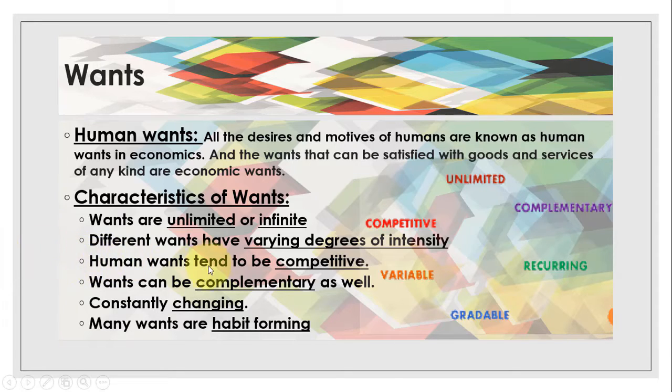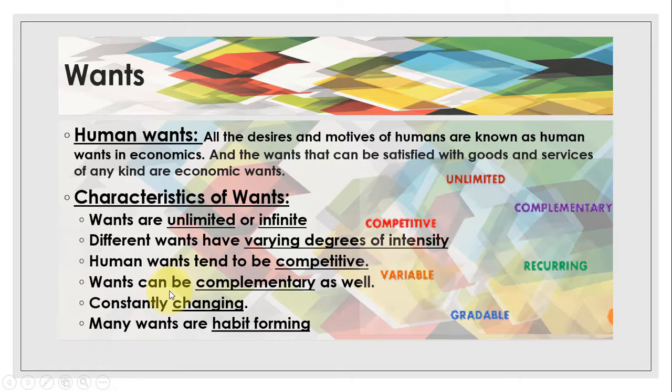The next characteristic is human wants tend to be competitive. What does it mean? It means that we have limited resources, we all know that, and it is obvious that we cannot fulfill all of our wants with those limited resources. So those wants compete with each other, and the most urgent want can be satisfied. So that's why we say that human wants tend to be competitive.